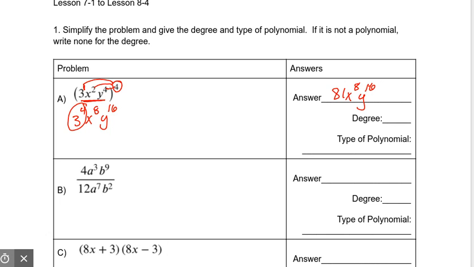Now, the degree of the polynomial, there are 24 total exponents, so that'd be my degree, and this is a monomial. Okay, there's only one term there, so that'd be considered a monomial.